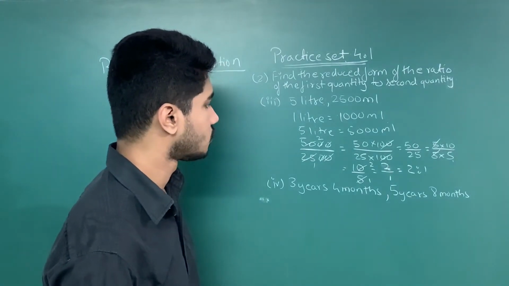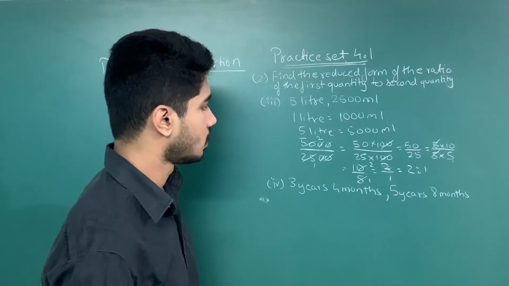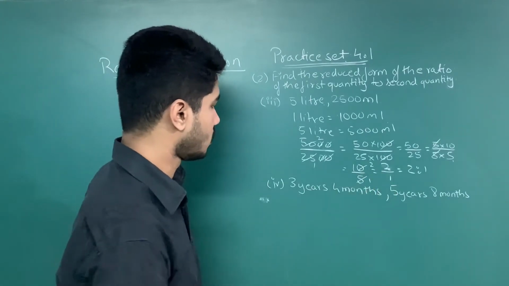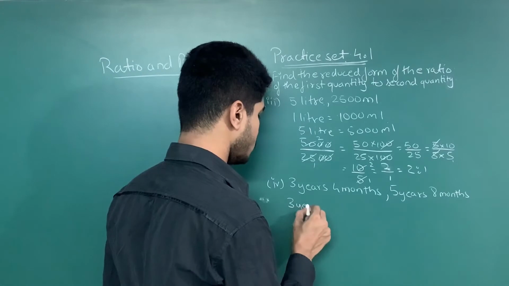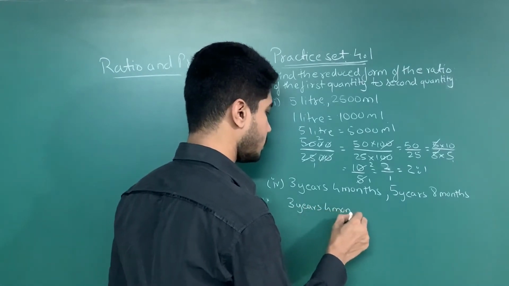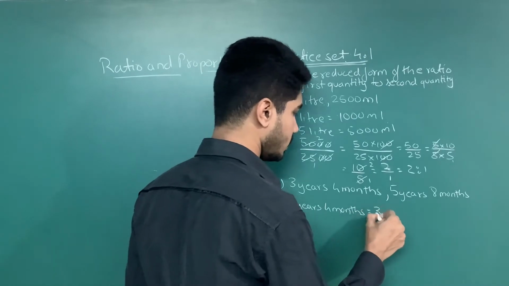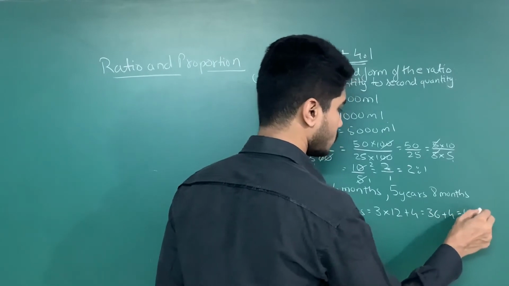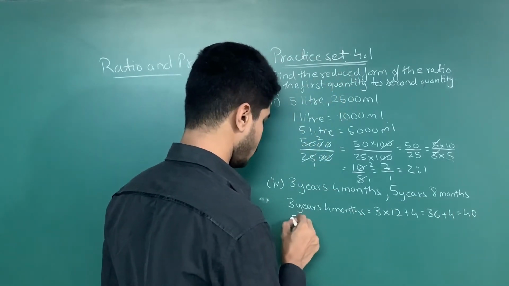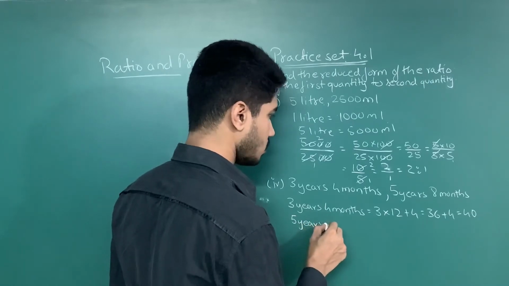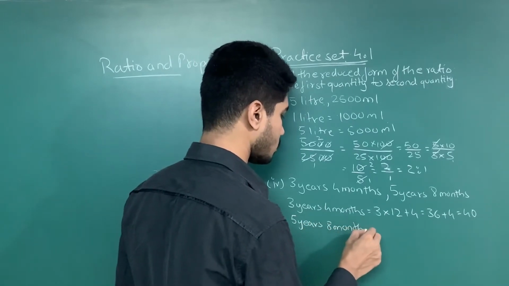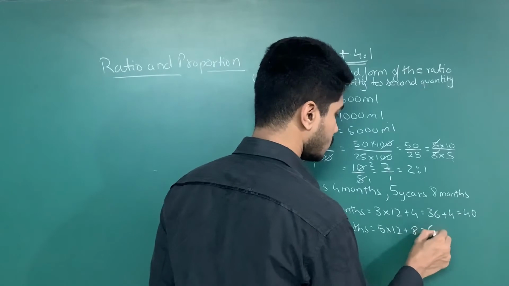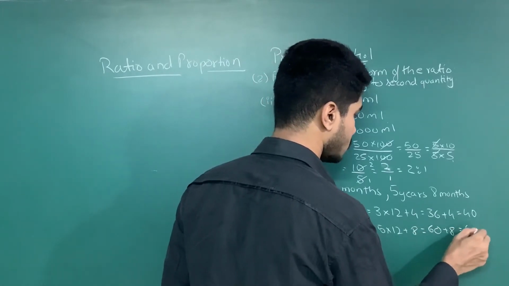Fourth question, 3 years 4 months, 5 years 8 months. So I suggest कि you convert the years into months. So 3 years 4 months can be written as, 1 year contains 12 months, so it will be 3 into 12 plus 4. That is 36 plus 4 is equal to 40. Same as this, 5 years 8 months, that is 5 into 12 plus 8, which is equal to 60 plus 8 is equal to 68.